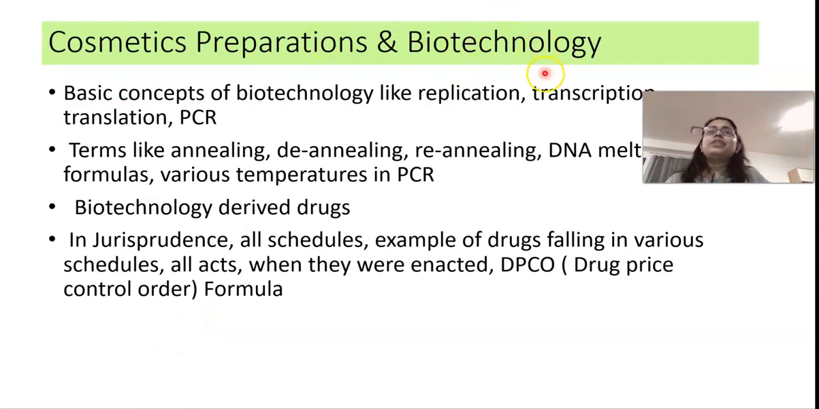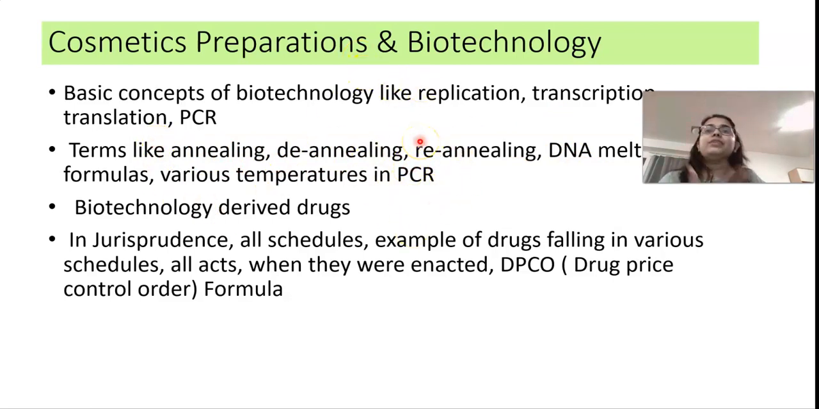Then in cosmetic preparations and biotechnology: in cosmetic preparations, you have to just remember the constituents of nail paints, nail polishes, and lipsticks. In biotechnology they can ask you questions only based upon general definitions: what is transcription, translation, replication, PCR. So don't read the whole biotechnology book, there is no need. Just read those terminologies: what is annealing, de-annealing, re-annealing, DNA melting formulas, and PCR.